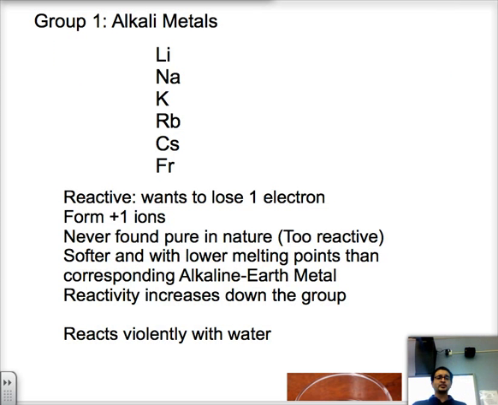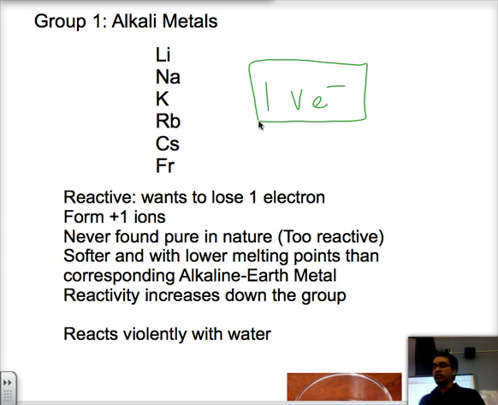The alkali metals, as you can see, are a group composed of lithium, sodium, potassium, rubidium, cesium, and francium. We're going to focus more on the more common ones: lithium, sodium, and potassium. Rubidium not so often, and francium is definitely radioactive, so we will not be talking much about it. They all contain one valence electron. It's an important piece of information: they all have one valence electron.